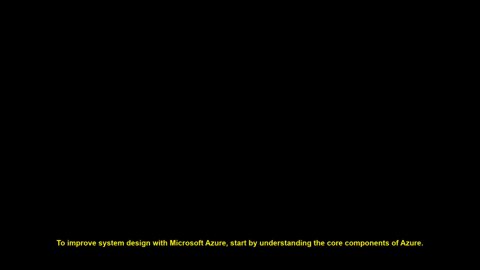To improve system design with Microsoft Azure, start by understanding the core components of Azure. Familiarize yourself with Azure's architecture and cloud services. Explore the basic services such as Azure Compute, Storage, and Networking. Identify the specific requirements of your system design.